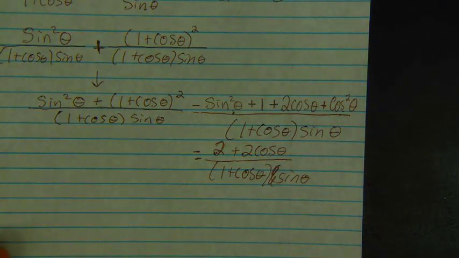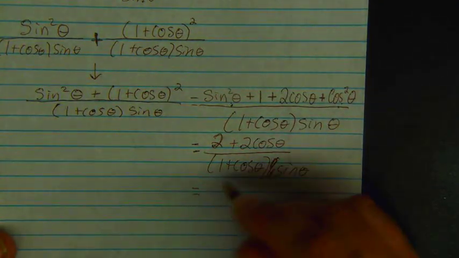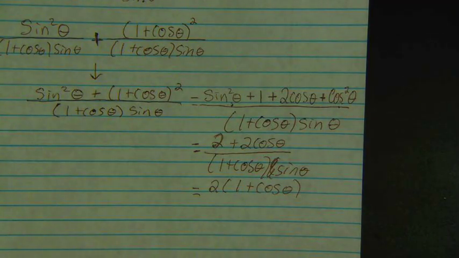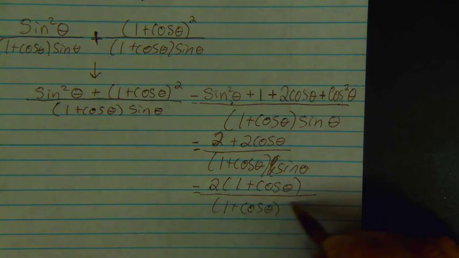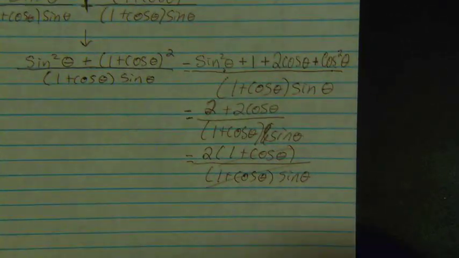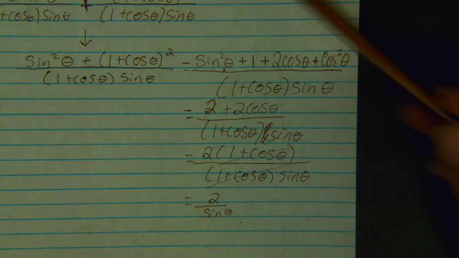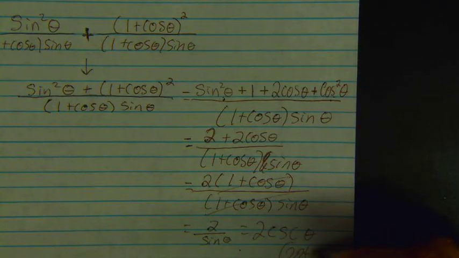Shannon. Pass to Will. Take out a 2 on the top, then it will be 1 plus cosine theta. Then you'll definitely be able to cancel it with the bottom, 1 plus cosine theta sine theta. The 1 plus cosines cancel each other. And finally, we have 2 over sine, which now you see how we get to 2 cosecant, because it's 2 over sine. 2 cosecant theta. Got it!